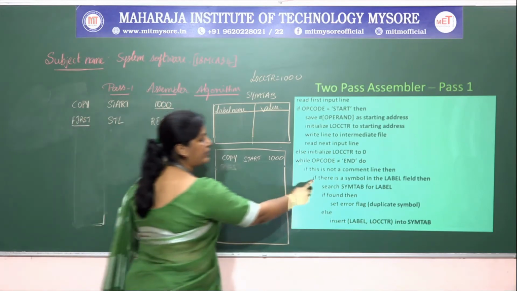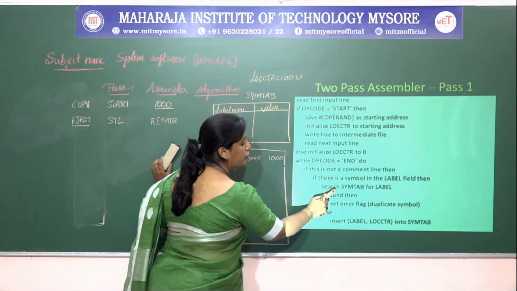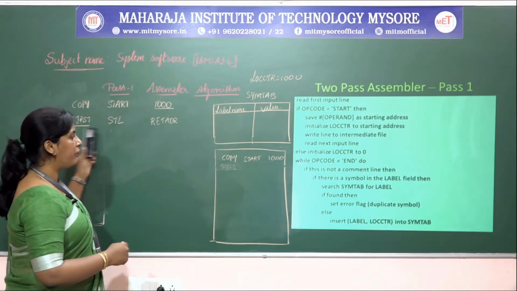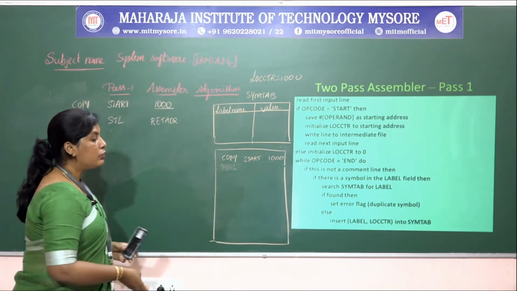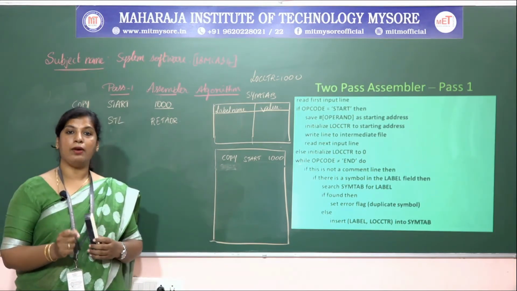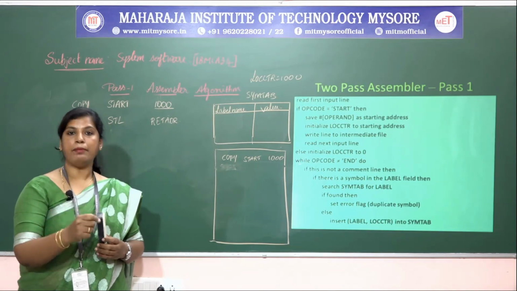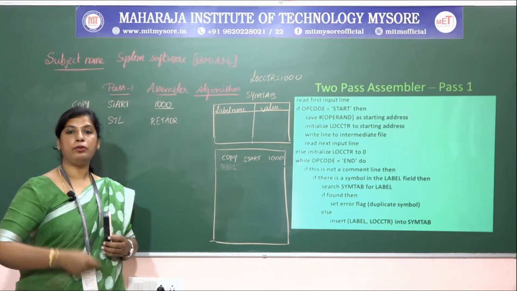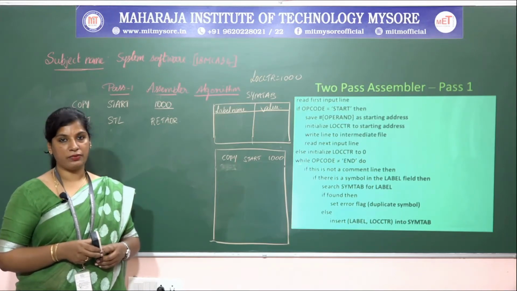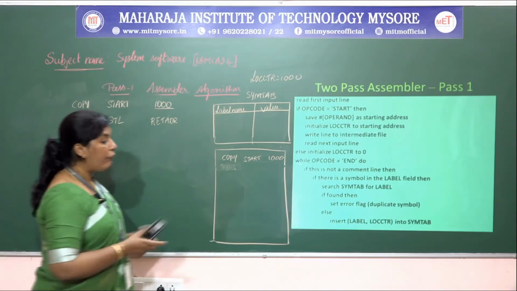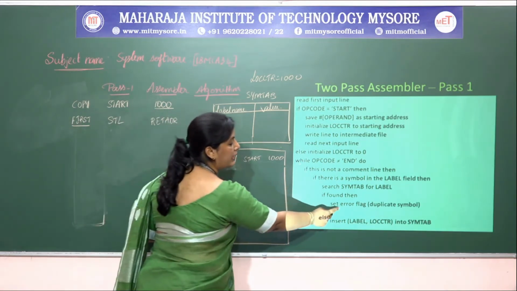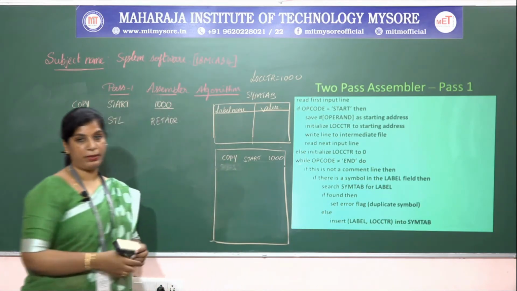Is FIRST already there in the symbol table? No. So if there is a symbol in the label field, then it is going to search the symbol table for that label. If found, it means we are giving the same label name to more than one instruction, which causes some kind of illegal memory access. We cannot give such things. If it is already there in the symbol table, then it is going to set the error flag, that is a duplicate symbol.